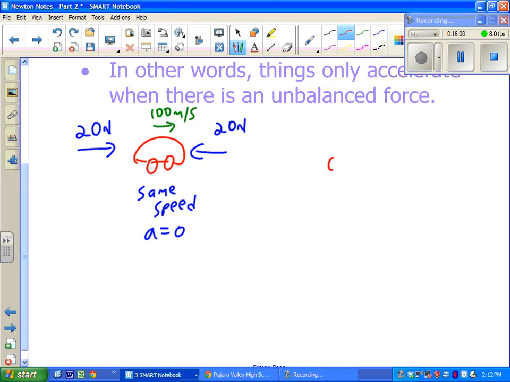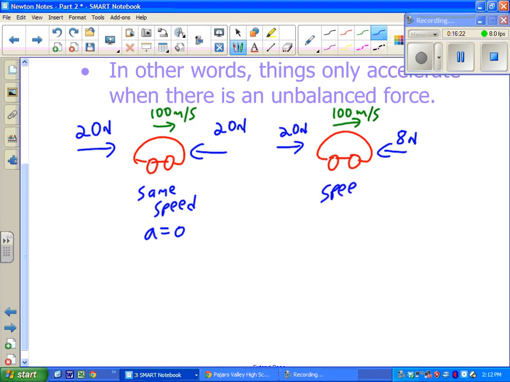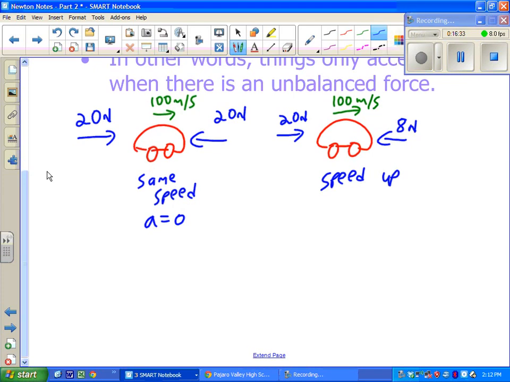If, however, we look at a car, and the car is going 100, like it was in the last one, and we push on this car 20 again, and this time we push 8 this way, now this is an unbalanced force. Now the car will speed up. So we're pushing it, this car is going to accelerate in a positive direction. So it's going to go from 100 to 101, 102, 103, 104, 105, 106, 107. It's going to keep going faster and faster.